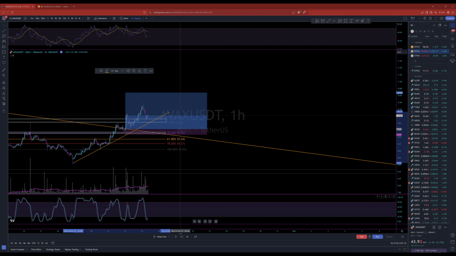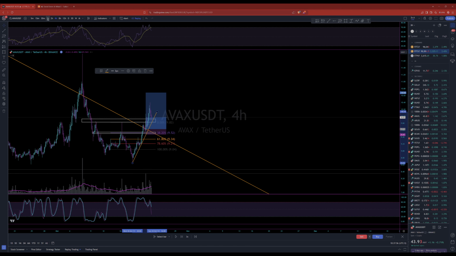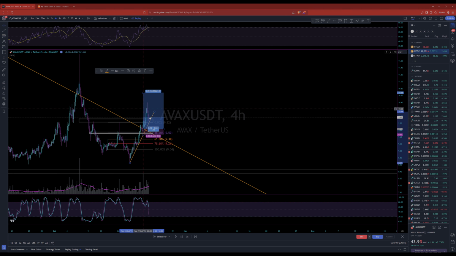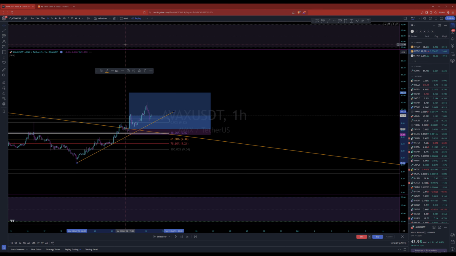Right? What does our 4 hour want to do? It's on the way down, so it might potentially break this momentum line, but we don't know yet. Oh, look at that. It's doing that, but what does the 1 hour look like?